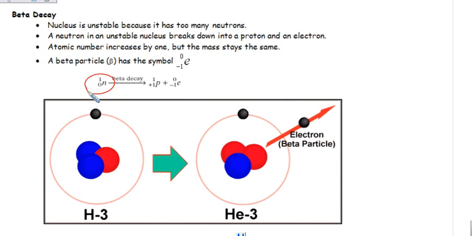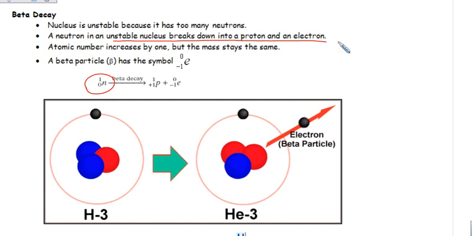Which is interesting because a proton and an electron would be neutral. You've got one positive, one negative. An electron doesn't have substantial mass. The mass of a proton is about the same as the mass of a neutron. So here's what we're looking at: an unstable nucleus that breaks down a neutron, forming a proton and an electron.